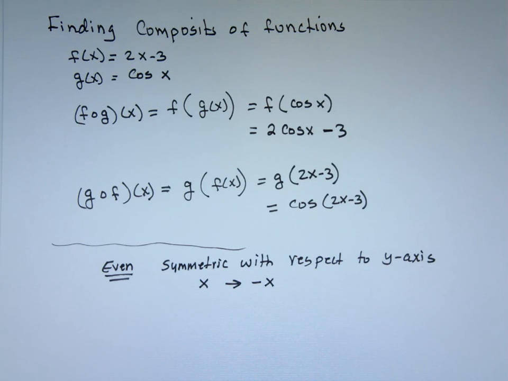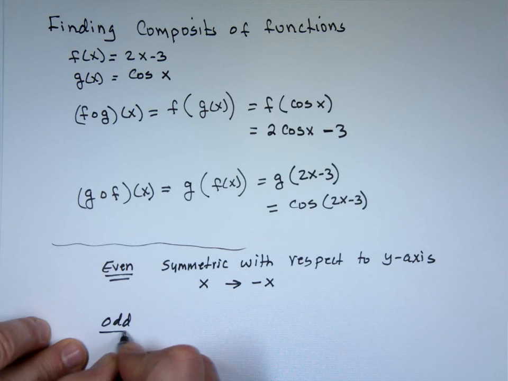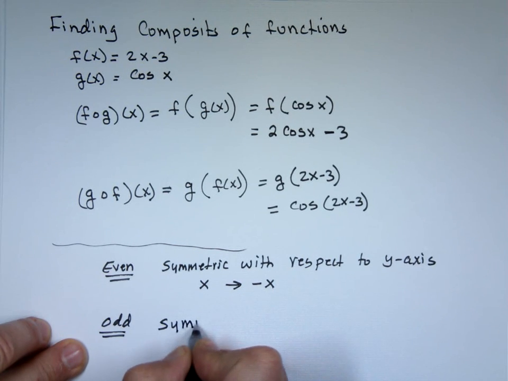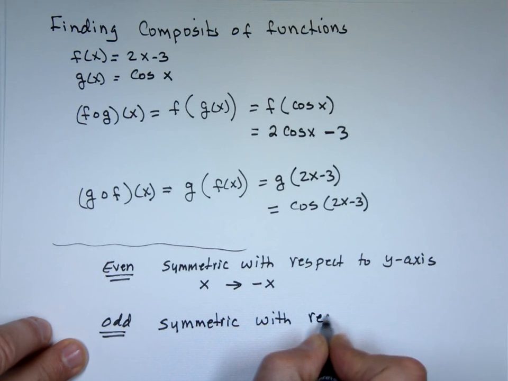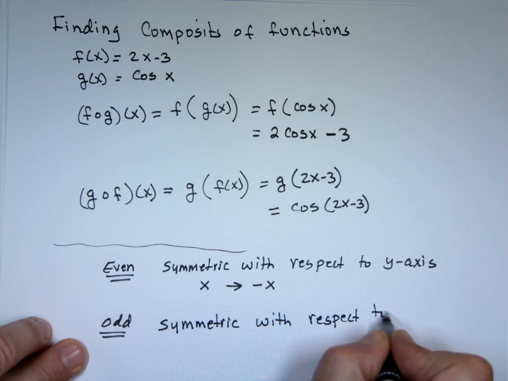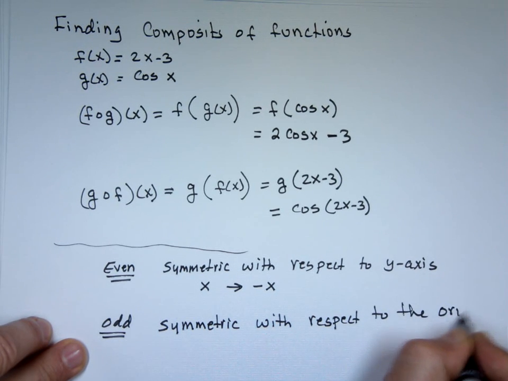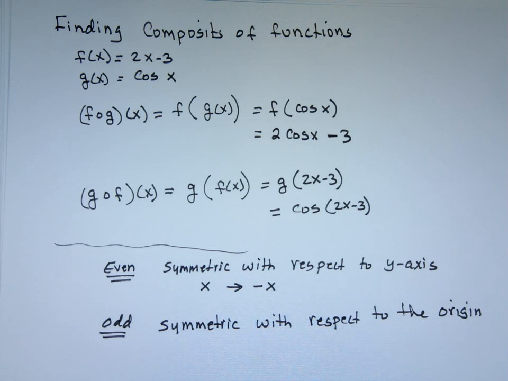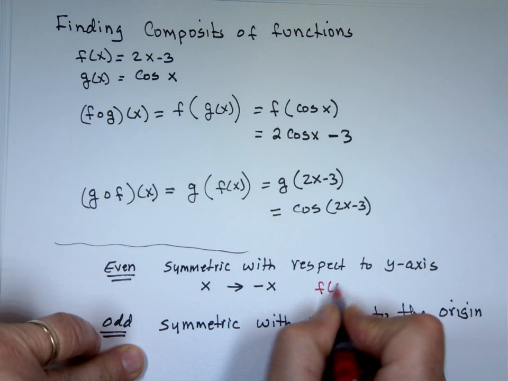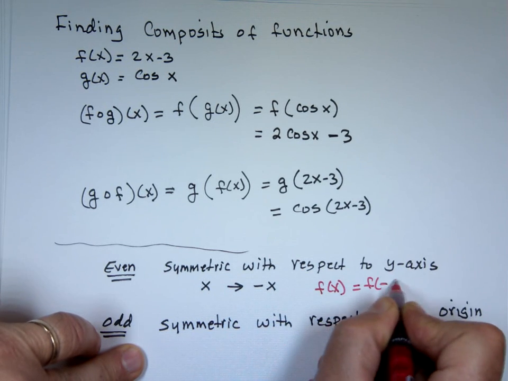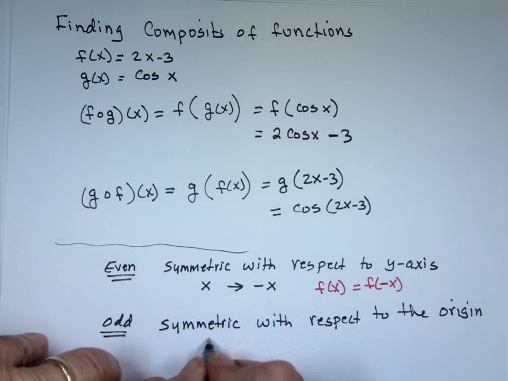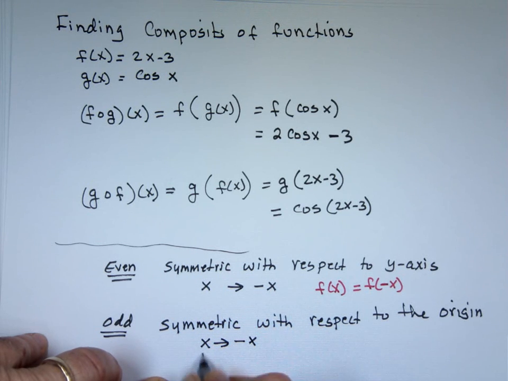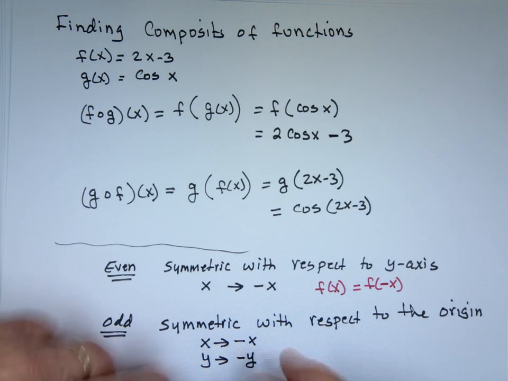Odd function is symmetric with respect to what? To the origin. So a lot of times in some books they'll say to you, instead of replace x with negative x, they go f of x equals f of negative x. That's how they write that. Symmetric with respect to the origin, you replace x with negative x, and you replace y with negative y. If you end up with the same expression, that's an odd function.